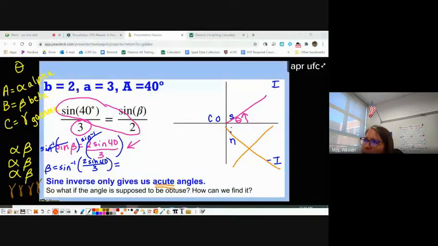I'll give you a second to pause and think about that question while I take attendance real quickly. Okay. So if it's got to have the same sine value, where would its triangle be? What would it have to look like? So think about that for just a sec.